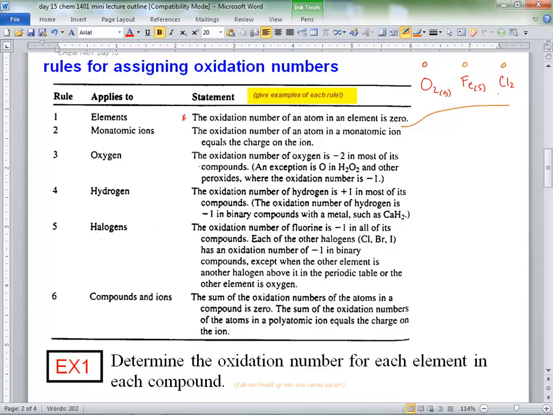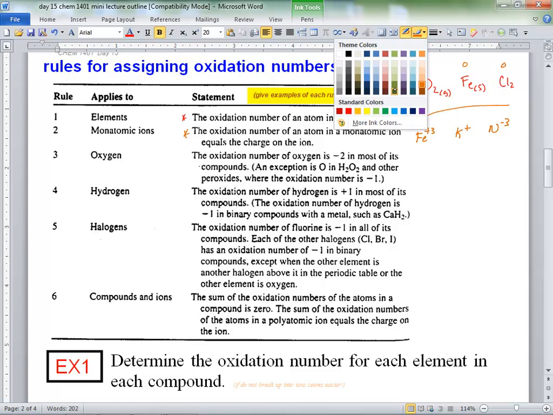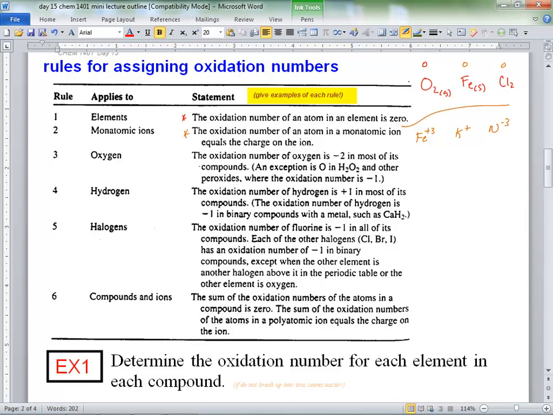The oxidation number of an atom in a monatomic ion equals the charge on the ion. So monatomic is how many? Mono is 1. So you could have Fe3+. Another ion could be K+, or N3-, nitride. Those are all examples of monatomic ions. So what's their oxidation state? It's just the charge. So this one would be -3, +1 for potassium, +3 for iron(III). Not so bad so far.